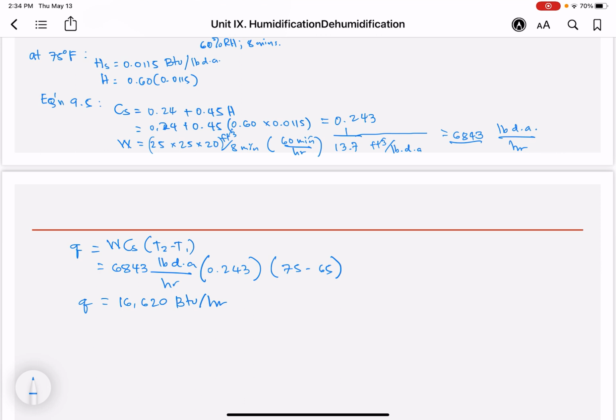That's your Q. Now, using my enthalpy balance, at temperature T2, which is 75 degrees Fahrenheit, I was able to get H. The H that we got a while back is 60% of 0.0115, that is 0.6 times 0.0115, 0.0069. Oh, wait.